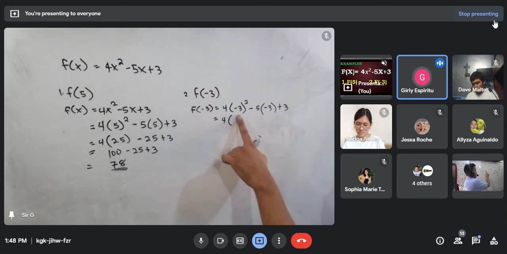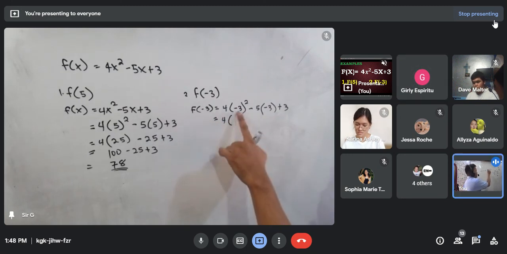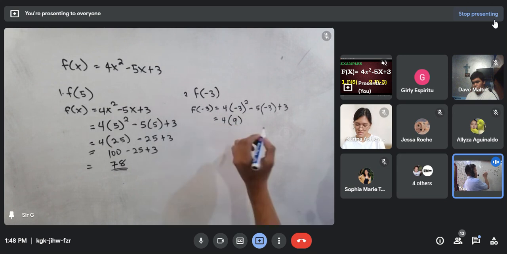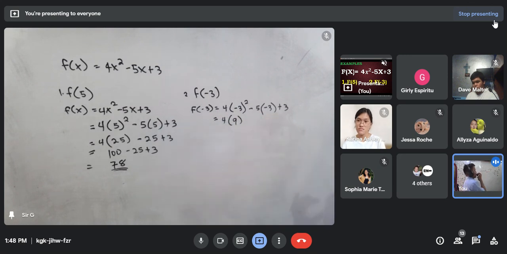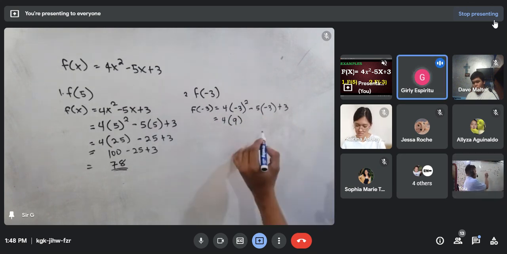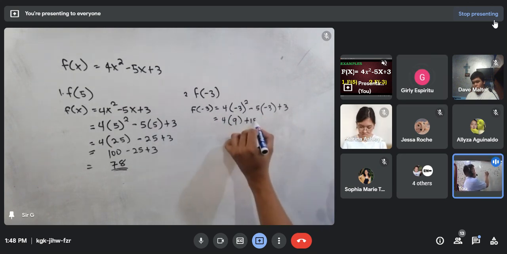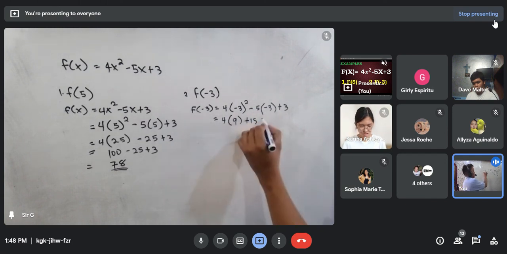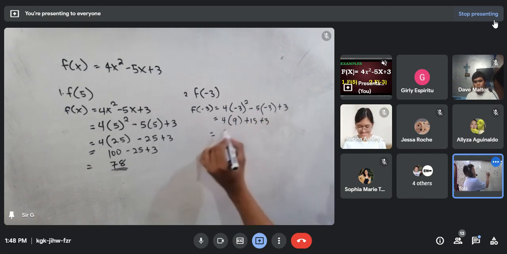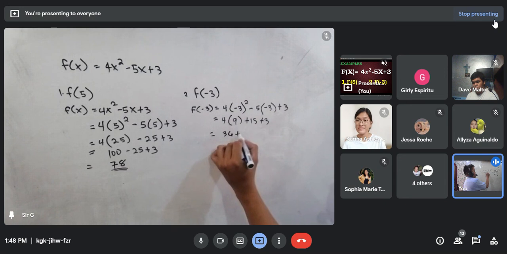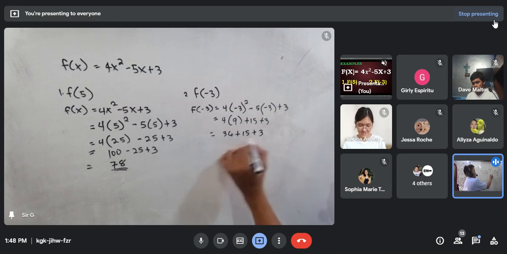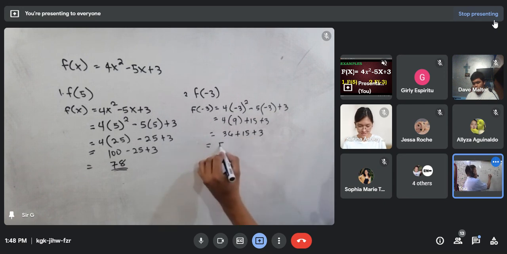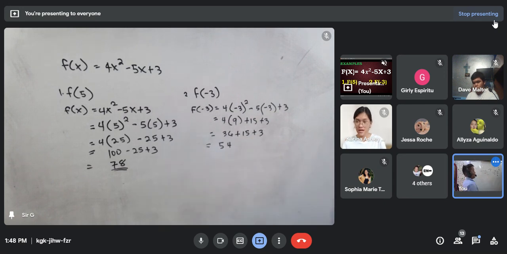Negative 3 times negative 3 is equal to positive 9. Negative 5 times negative 3. Because negative times negative is equal to positive. 5 times 3 is equal to 15 plus 3. Okay, so 4 times 9, 36 plus 15 plus 3. So what answer did you get? It will become 54. Okay, so very good.